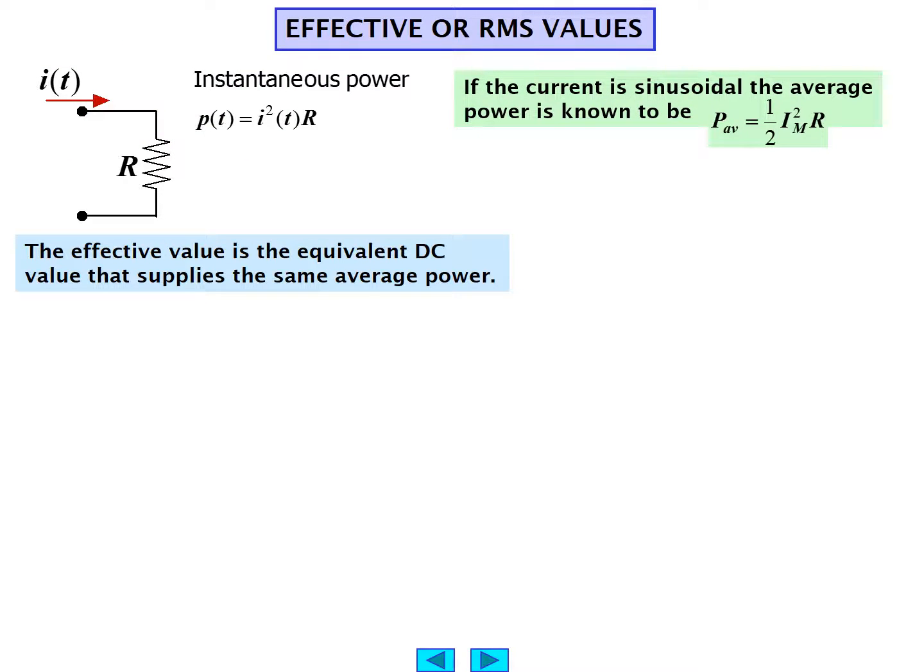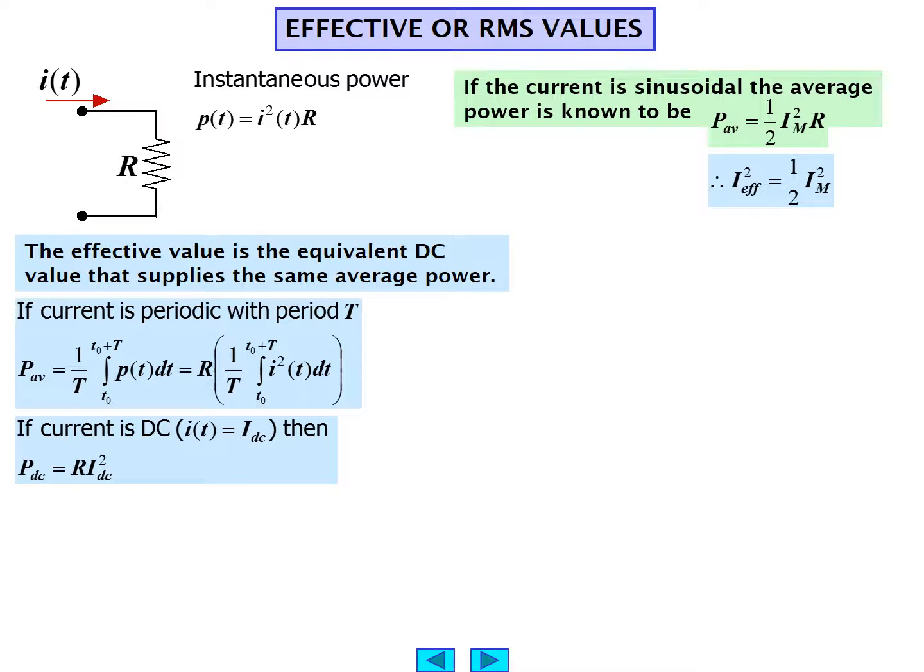If the current is sinusoidal, the average power then for a resistor is known to be 1/2 I sub m squared times R, or the effective square of the current. The effective current squared is 1/2 I sub m squared.